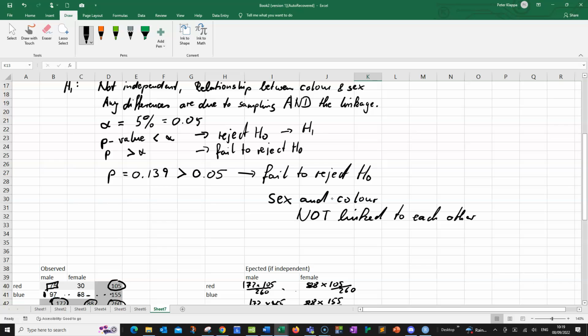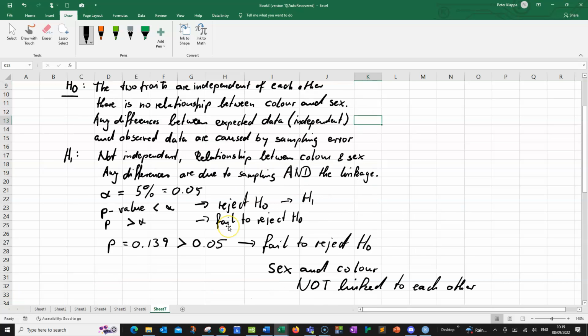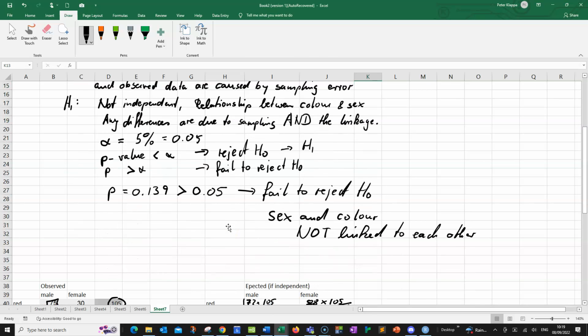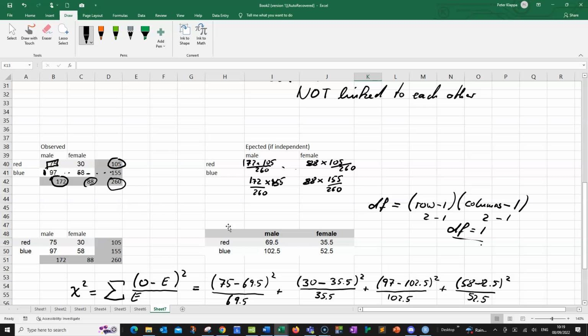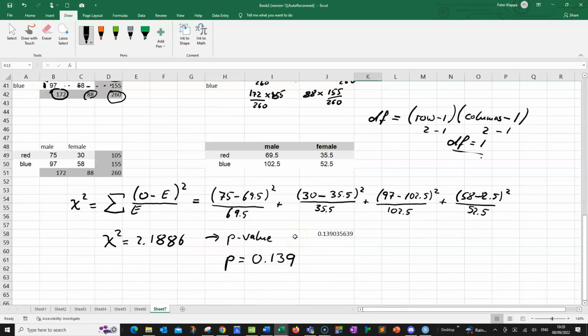So this is how we can perform a chi-square test for independence with a simple example where we just simply calculate the marginal values of the observed data, compare it to the expected data, and then make a decision from the p-value whether or not we should reject or fail to reject the null hypothesis.